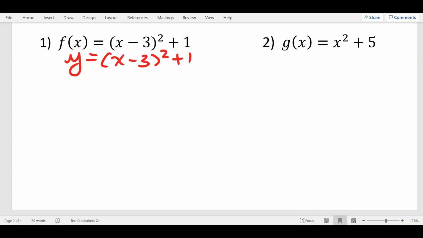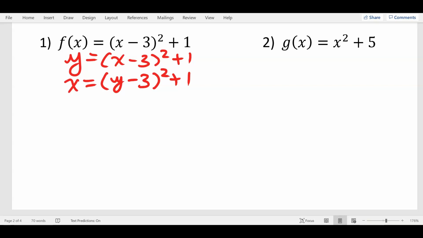All right, now, step 2. Switch x and y, right? So take the x and the y, switch places with them. So this y becomes x, and this x becomes y. Okay, so step 1, step 2, not too bad.